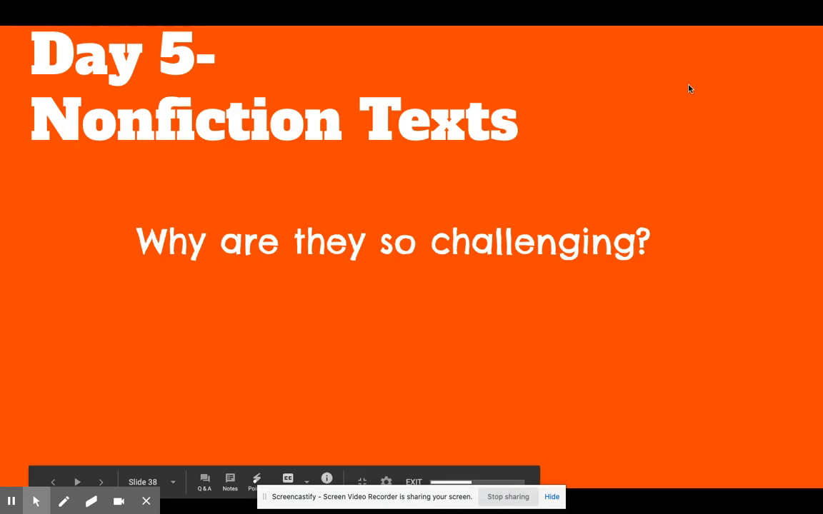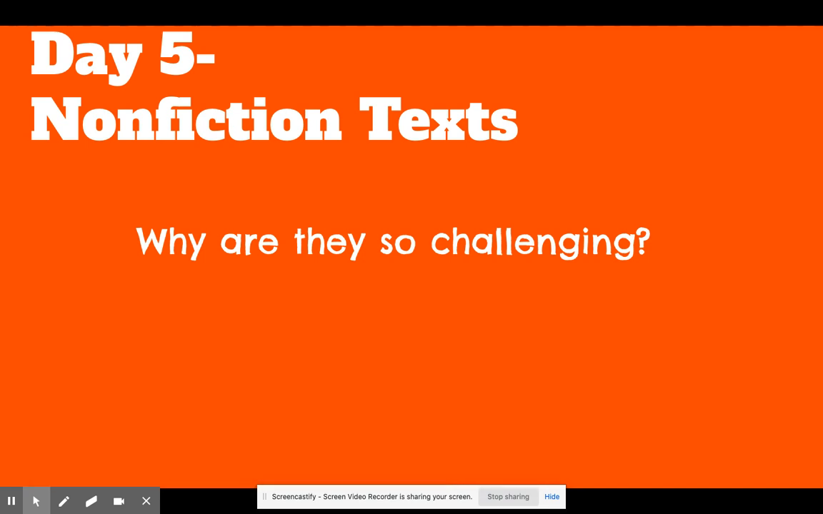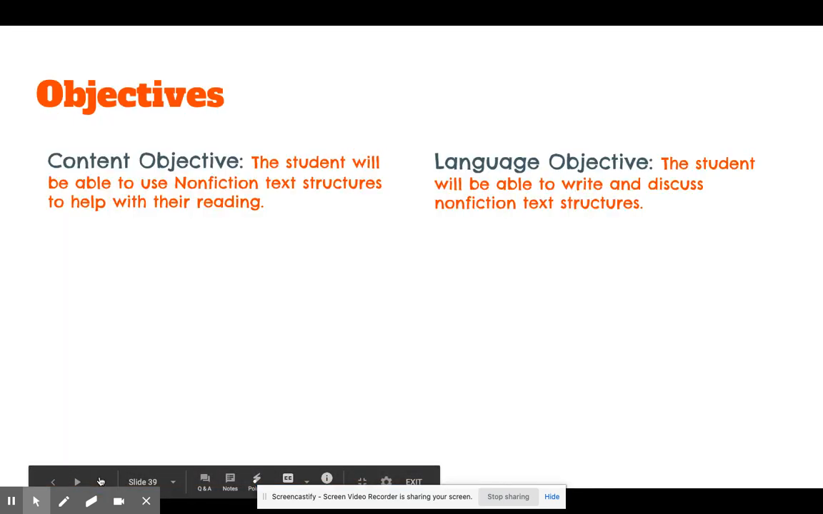Welcome back, nonfiction text readers, to day 5 of our unit on text structures. It's important that we ask ourselves questions as we read. So I want to pose you with this question: why are they so challenging? And we're going to think about this as I explain our content objectives.